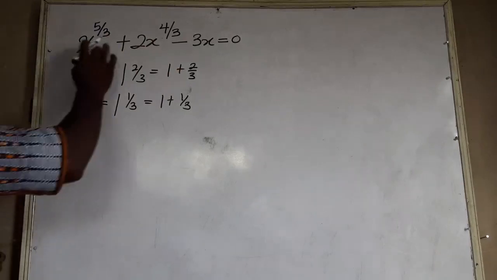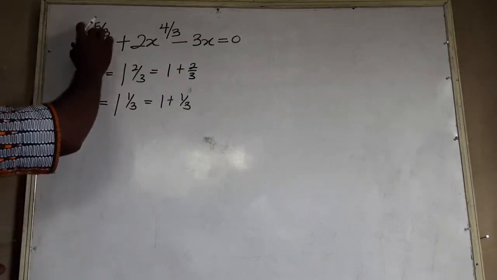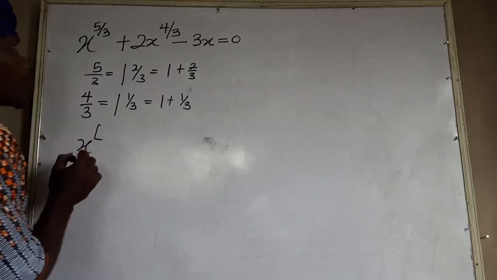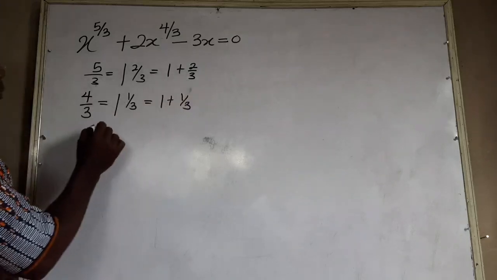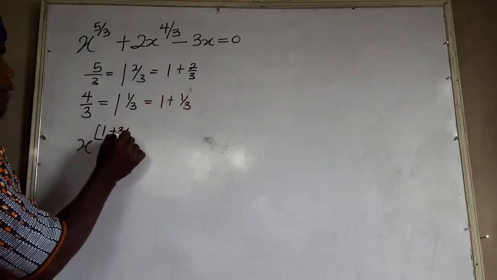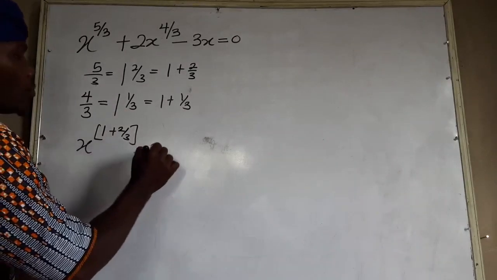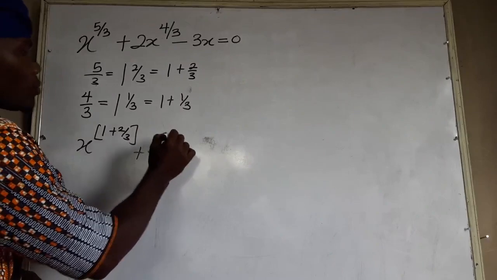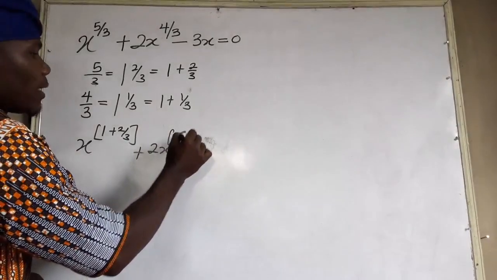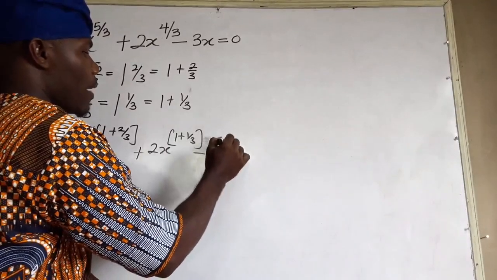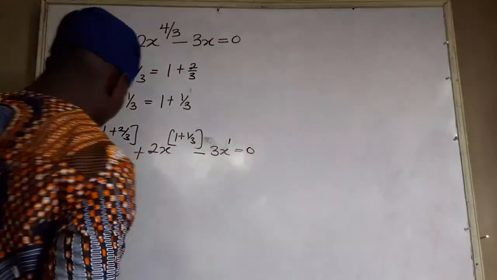So, now, instead of writing x raised to power 5 over 3, let's write x at the power of 1 plus 2 over 3, now plus 2x to the power of 1 plus 1 over 3 minus 3x raised to power 1, which is equal to 0.